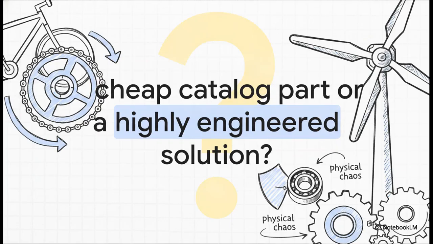So here's my question for you. Next time you look at a spinning shaft, whether it's on a bicycle, a wind turbine, or some massive industrial gear, will you just see a cheap catalog part, or will you see a highly engineered, precisely selected solution constantly fighting off physical chaos? Hopefully, this explainer gave you a whole new appreciation for the hidden mechanical world holding our modern lives together.